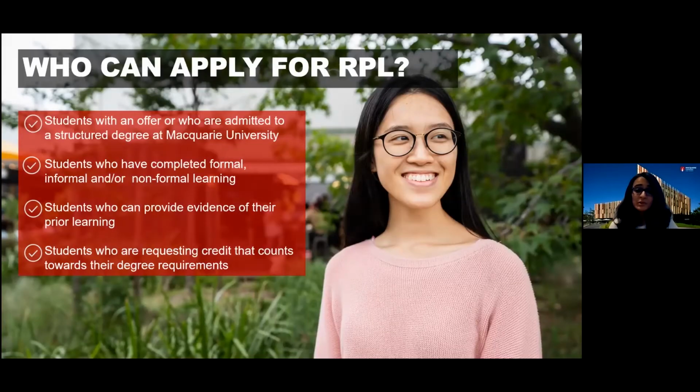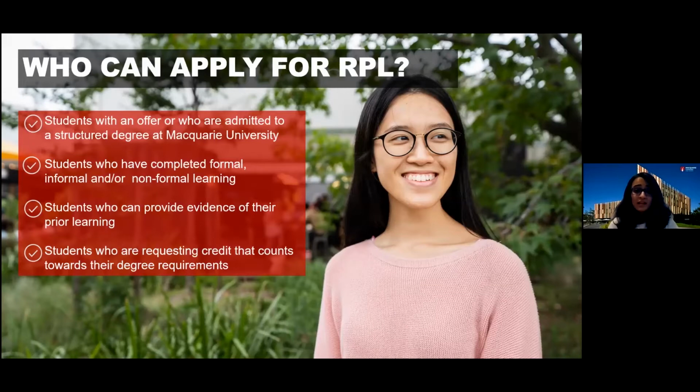So who can apply for RPL? This is a question that we get asked most frequently. Basically, if you are a student who has received an offer to study here at Macquarie University, you can apply for RPL. We recommend that students apply as soon as they get an offer, just so that they can have the timetable and any other unit requirements sorted before they commence. But even if you've started studying at the university, you can still apply for RPL.